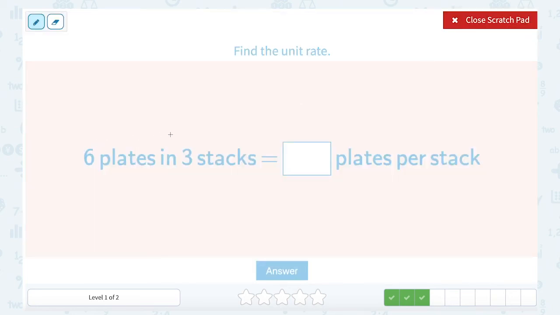We have 6 plates in 3 stacks, and we want to know our unit rate of how many plates per stack. Okay, so we just want to make sure that we're dividing plates divided by stacks. So we've got 6 plates divided by 3 stacks. That's going to give us plates per stack. And when we divide 6 divided by 3, we get 2. So 2 plates per stack.